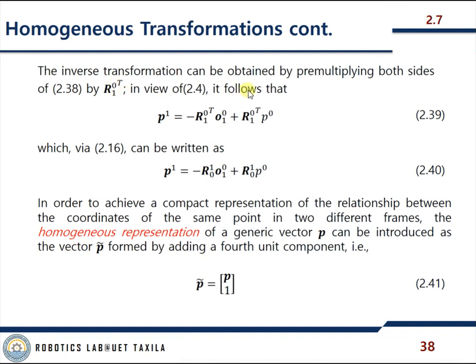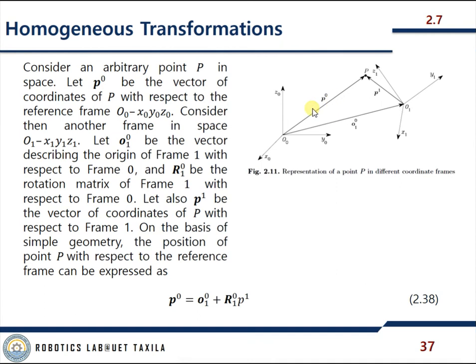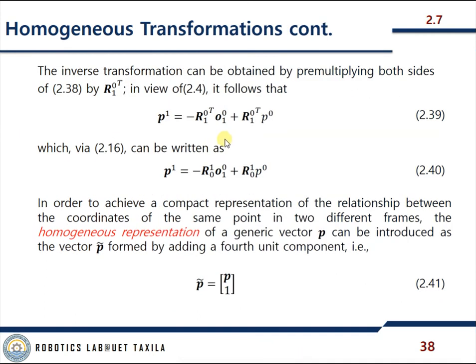The inverse transformation can be obtained by pre-multiplying both sides of 2.38 by R01 transpose, in view of 2.4. It follows that the inverse means, if you want to go from P0 to P1, how do we do that? For P1, you apply the inverse with O1 and the inverse with this one. Okay, so this is going to be negative because of this term here.